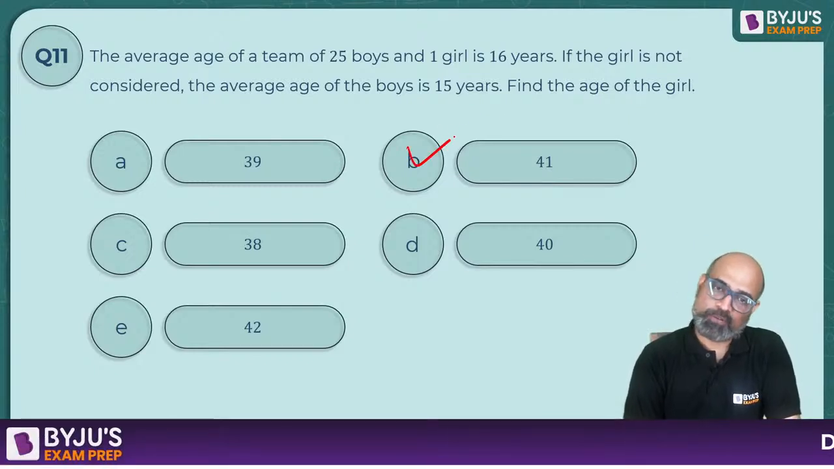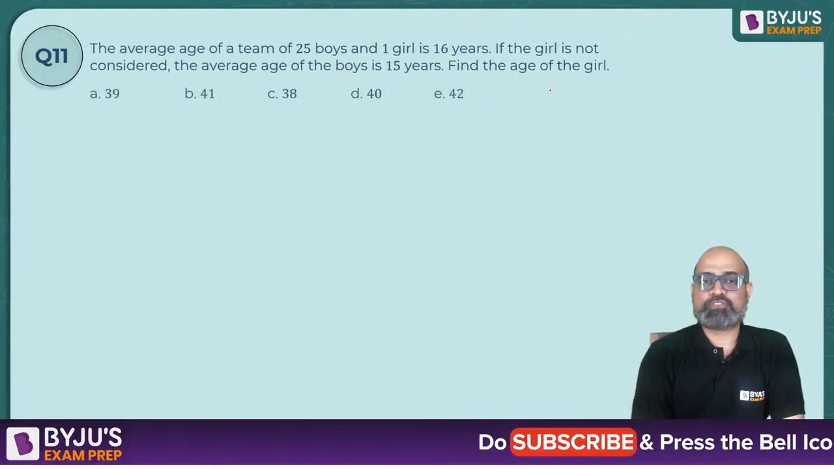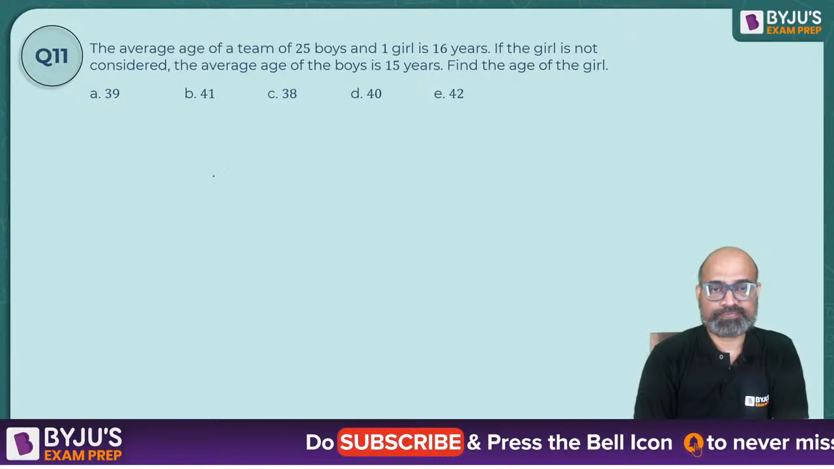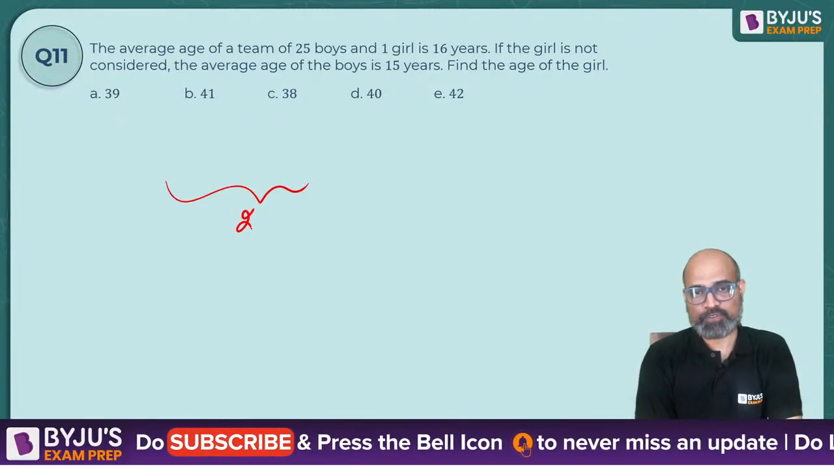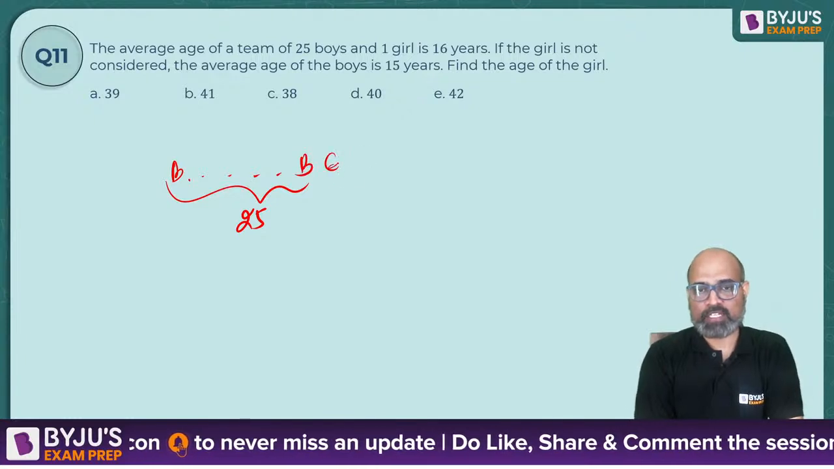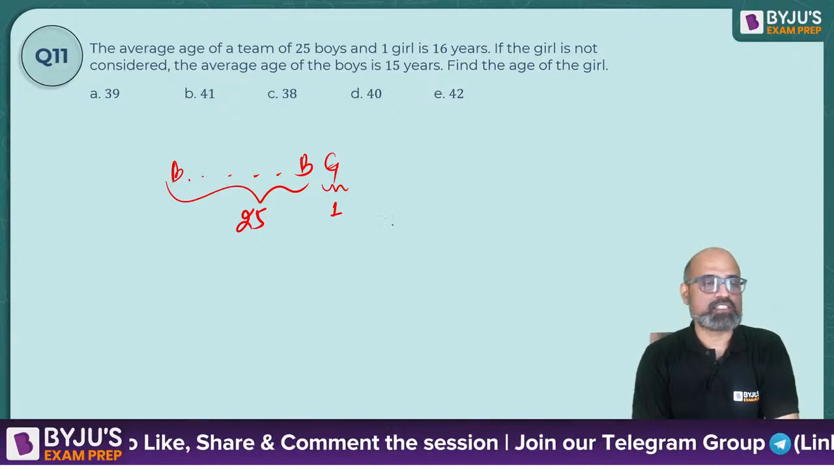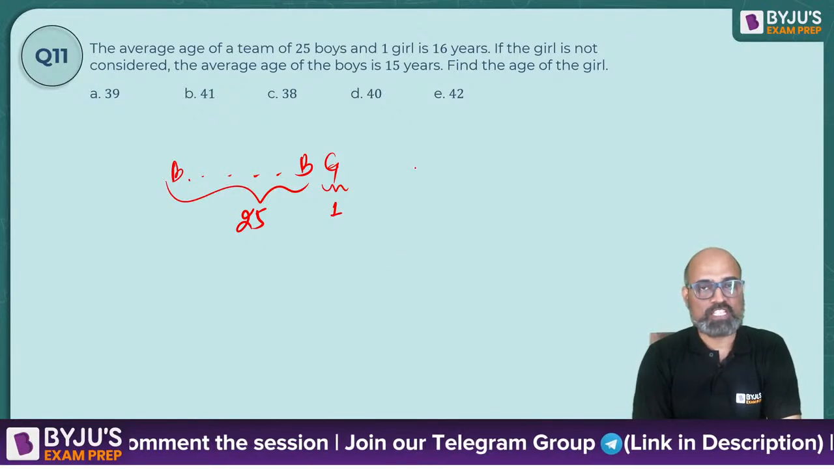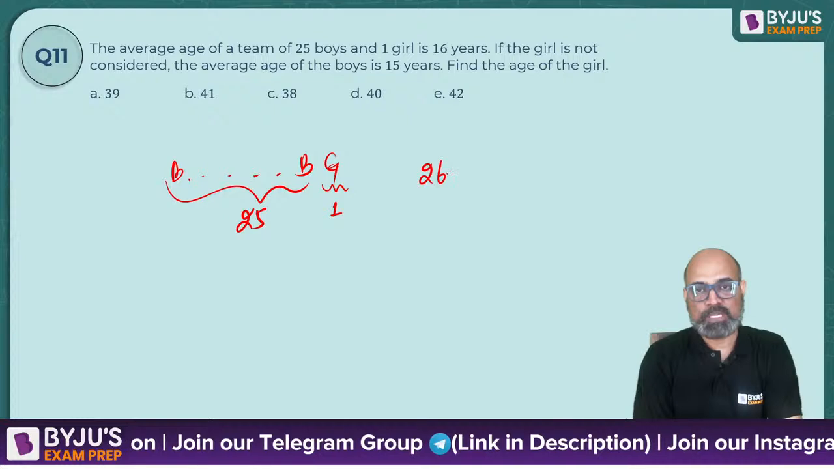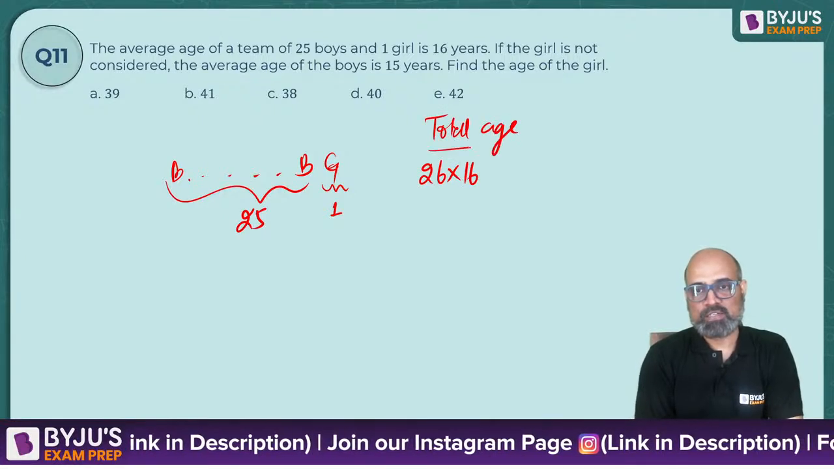Okay, good, very good. B is your answer. Very nice. So we have 25 boys. Right? We have 25 boys over here. And then we have 1 girl. And the average age is 16 years. As in, what is the total age of these people? There are 26 people with 16 years. So this is the total age, right?